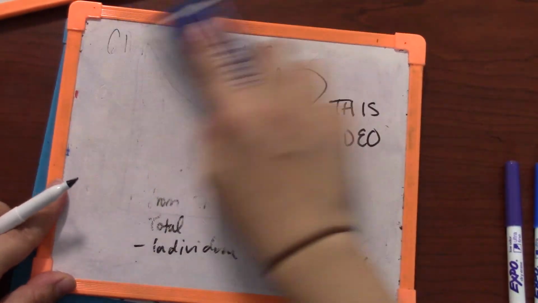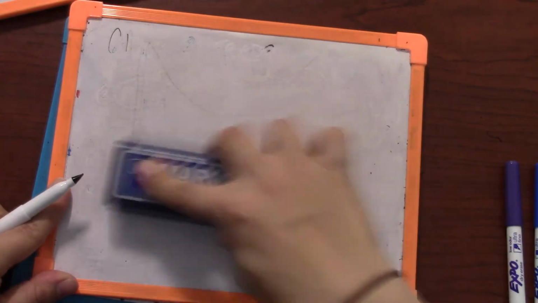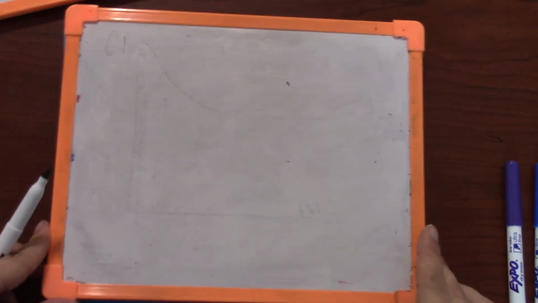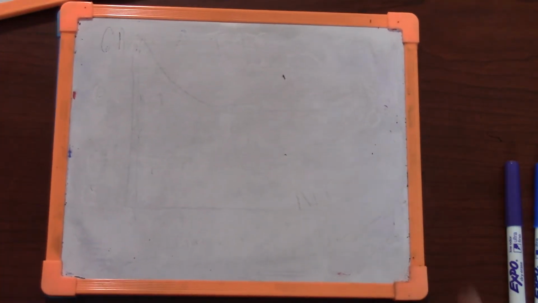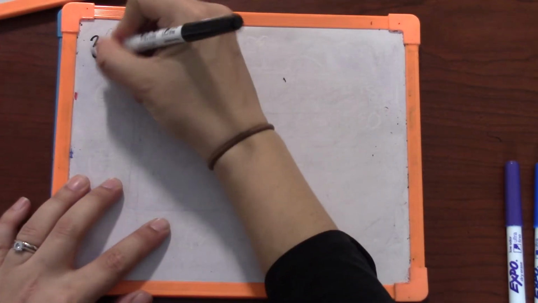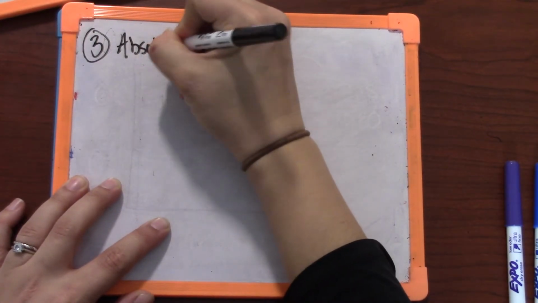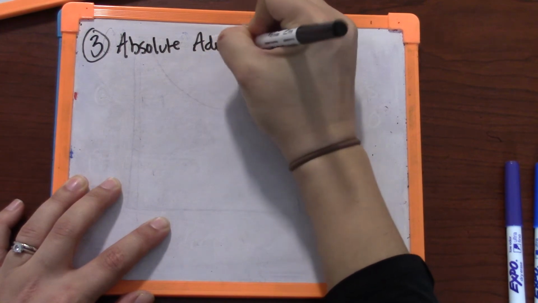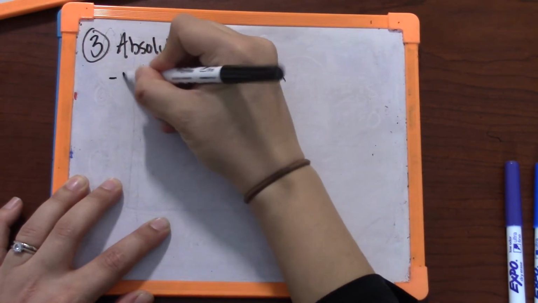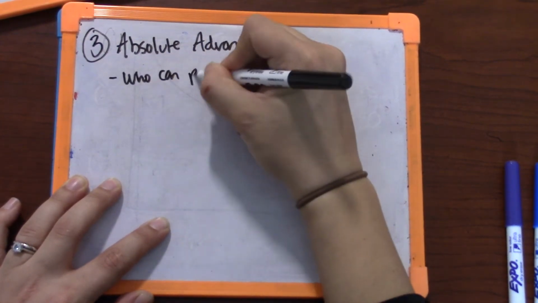Absolute advantage, it turns out, is relatively simple, and we don't use it for very much. It's kind of like the accounting profit of this chapter. Absolute advantage simply means who can produce more of a good.